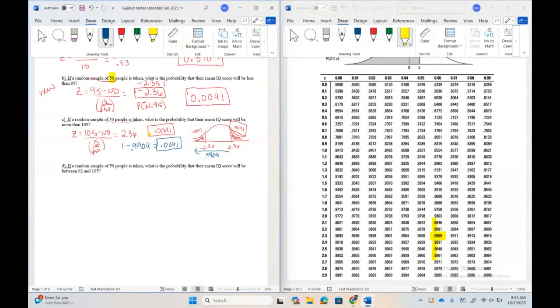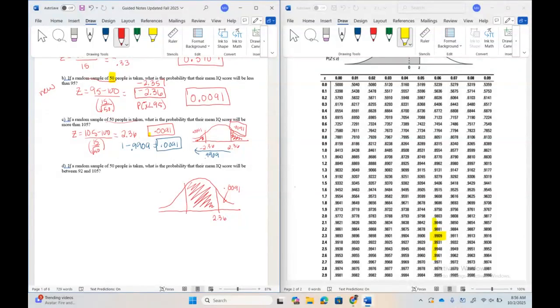We still have 50 people. We want to know the probability that their mean score is between 92 and 105. So let's visualize what's happening here. I've got 105 and 92, not 95, excuse me. So 105, we've done that problem already. This was a Z-score of 2.36, and this area to the right from our previous answer was 0.0091. I want to know the area between these two for my final answer.